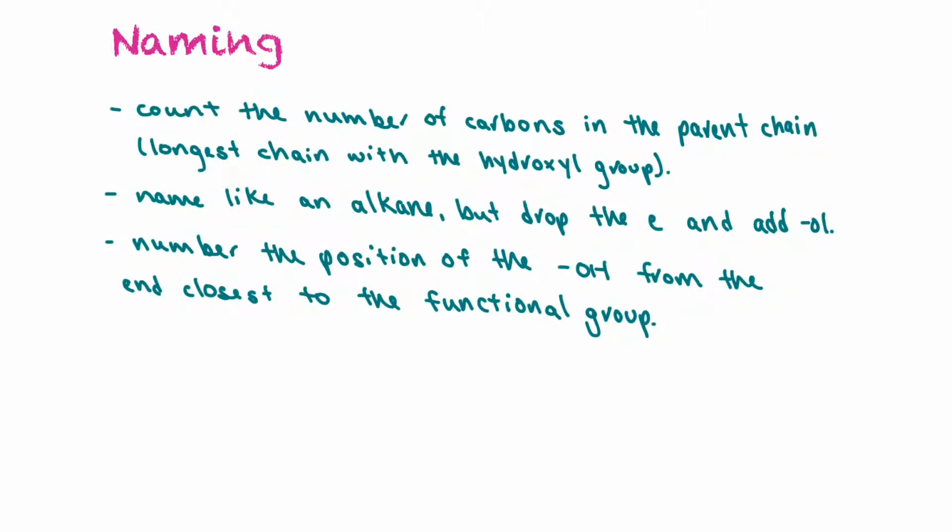To name an alcohol, you count the number of carbons in the parent chain, and that would be the longest chain that has a hydroxyl group in it. And you name the molecule like an alkane, but you drop the E at the end and add OL. And you need to number the position of the OH group from the end closest to the functional group if necessary.